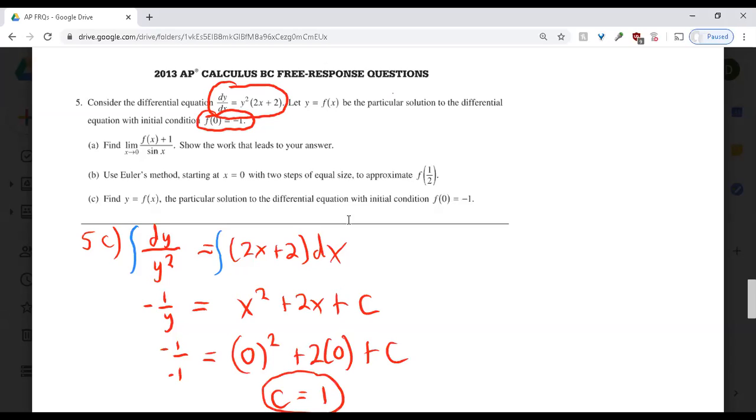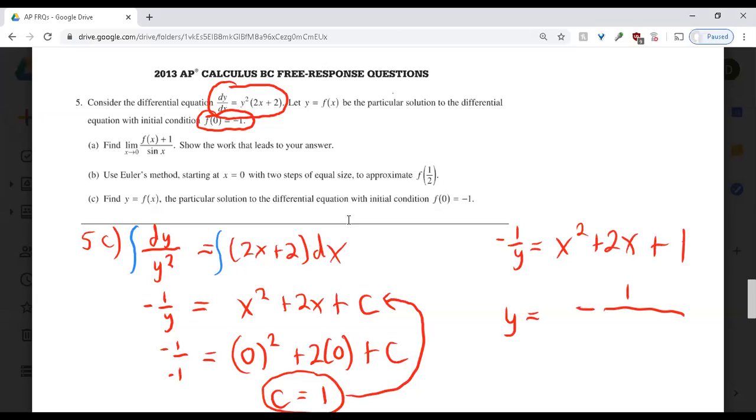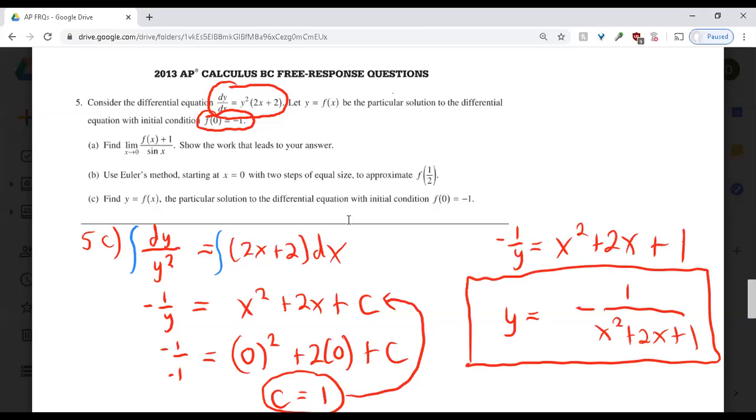So I'm going to take this, plug it back in here. So now I can rewrite my equation as -1 over y equals x squared plus 2x plus 1. And then to solve for y, just switch y with whatever's on the other side. So y is going to equal -1 stays on top, and then on the bottom it's x squared plus 2x plus 1. And this would be your solution to the differential equation at the given initial condition, f of 0 equals -1.